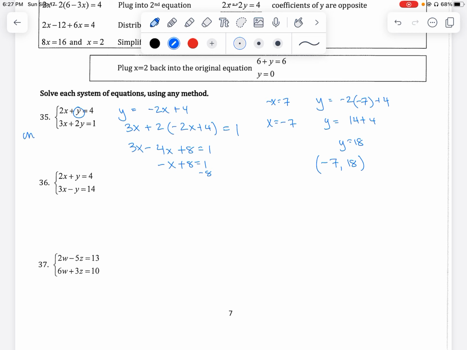And I can do a little bit of a check here, taking 2 times negative 7 and adding 18 and seeing if that in fact equals 4. Does negative 14 plus 18 equal 4? Yes. And does 3 times negative 7 plus 2 times 18 equal 1? Well, does negative 21 plus 36 equal 1?